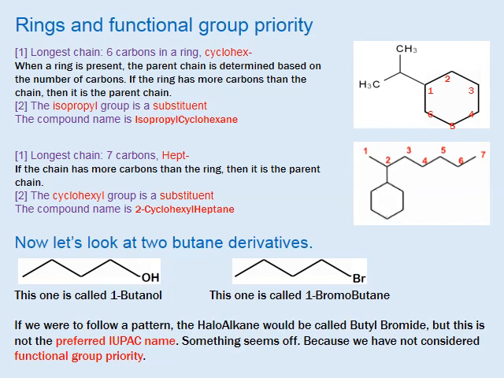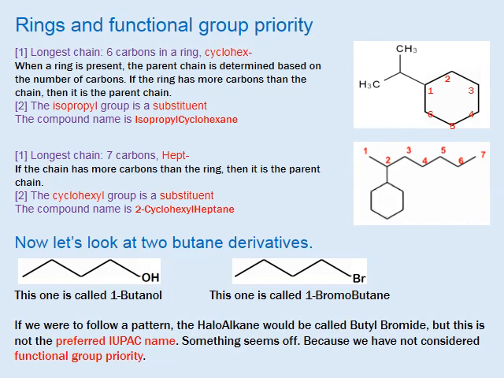Take for example the compound isopropylcyclohexane. The 6 carbons in the ring are defined as the parent chain, this being a cycloalkane. The root name is cyclohexane. The isopropyl group is treated as a substituent to give the name of the compound, isopropylcyclohexane.